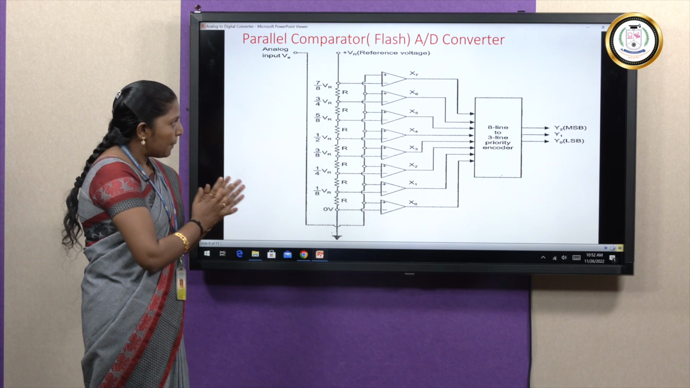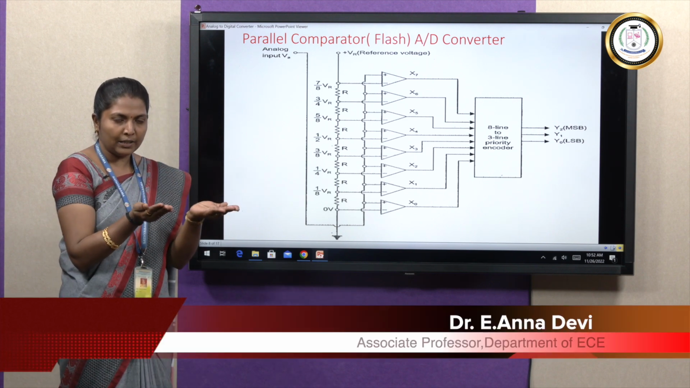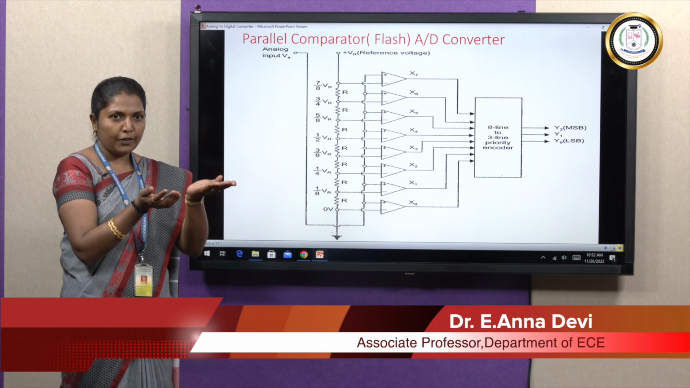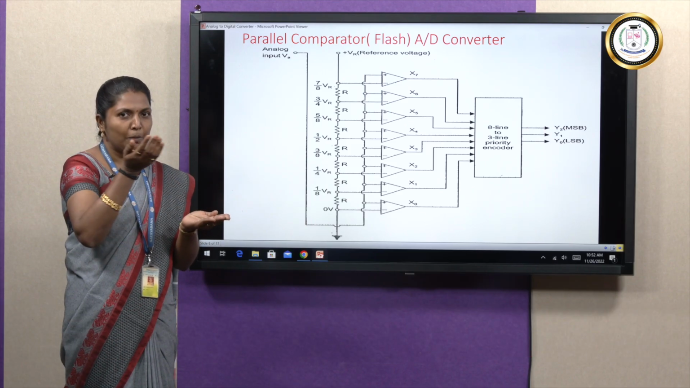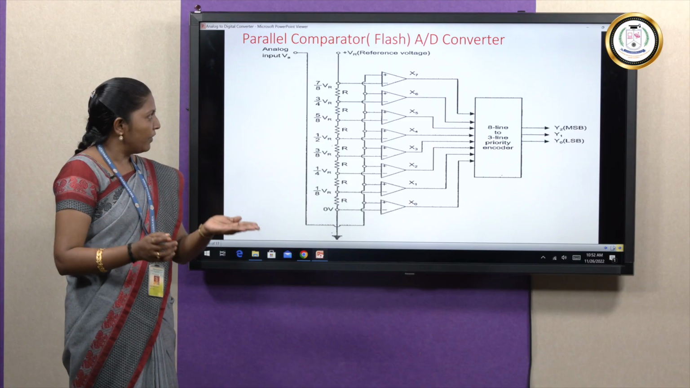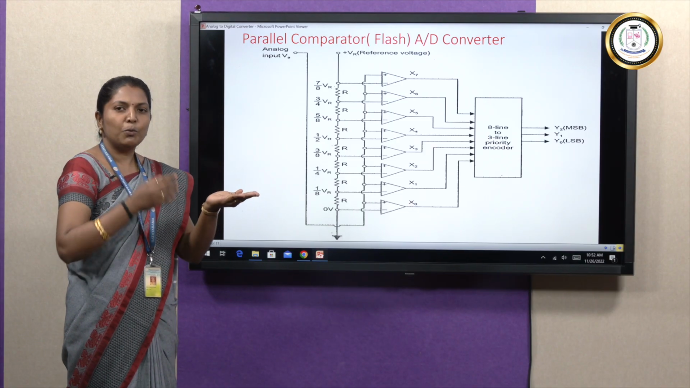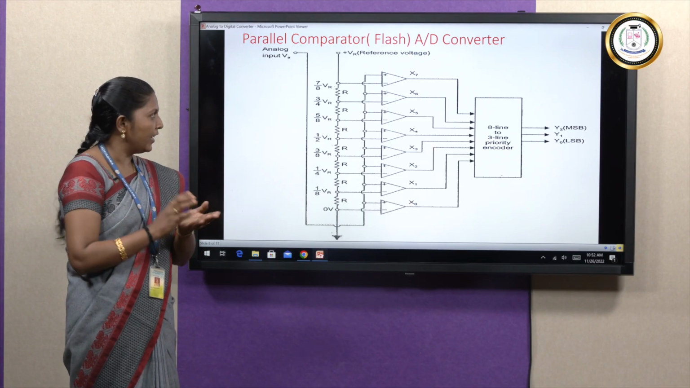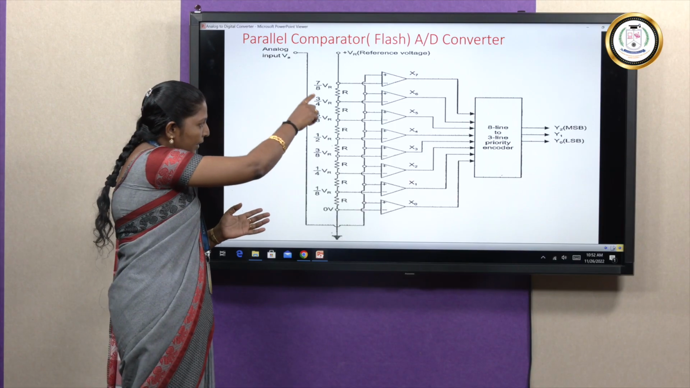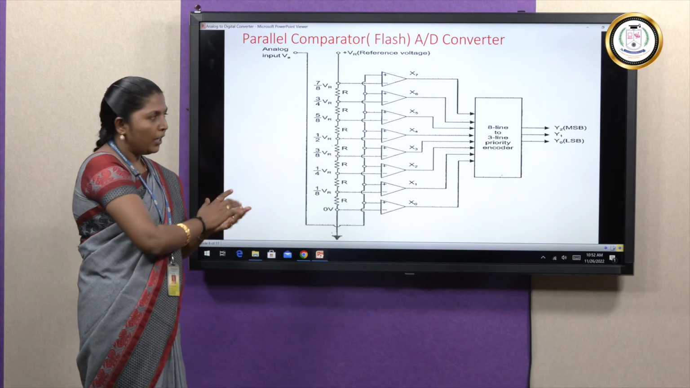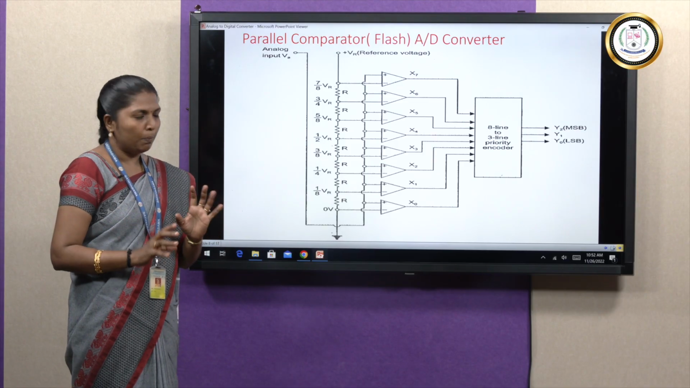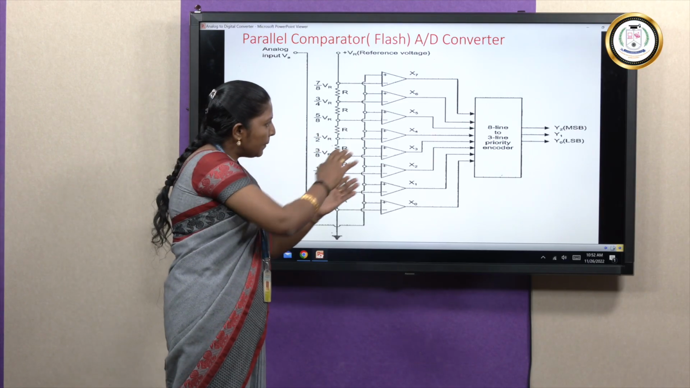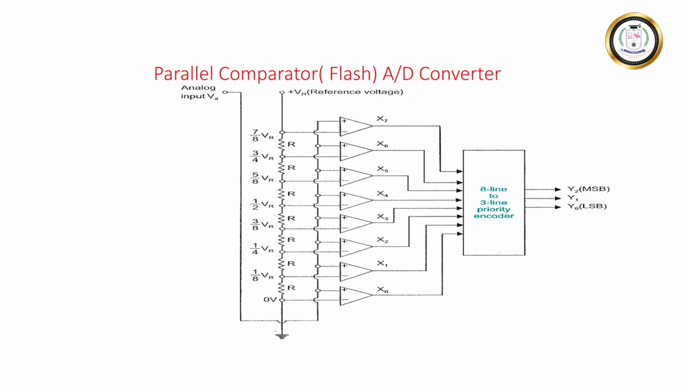The comparator compares the two signals, the analog signal and this reference voltage, and checks which is more. If plus is more, the output will be plus, which is equal to 1. If the minus voltage is more, the output will be minus, which is equal to 0. Thereby we get 8 outputs from the comparators, either 1 or 0, a high pulse or a low pulse. That is given to the 8 line to 3 line priority encoder.